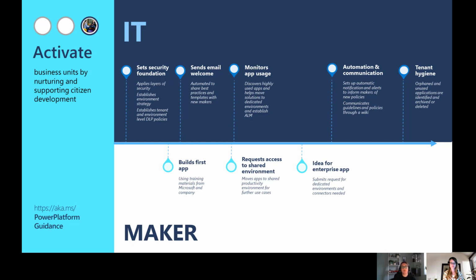And through all of this, the automation and communication with the IT department is going very well. They're clearly informed of the guidelines that are available to them and of the policies that a maker has to follow, and IT can really focus on tenant hygiene and identifying perhaps orphaned or unused resources to archive. But I think the responsibilities are clear between IT and the maker, and that communication is key in a successful adoption.